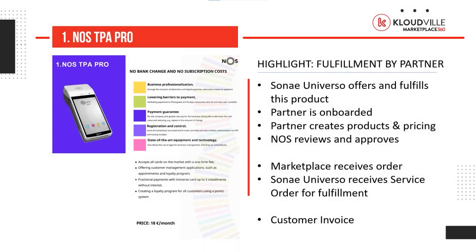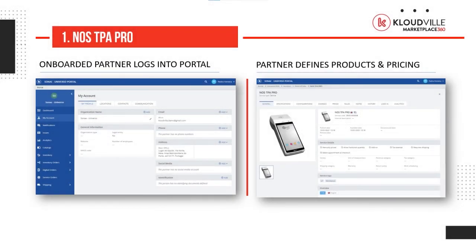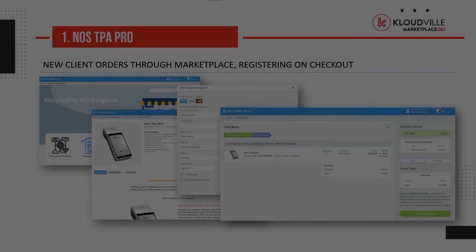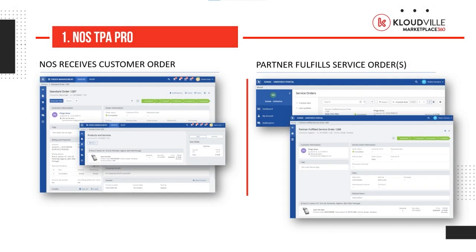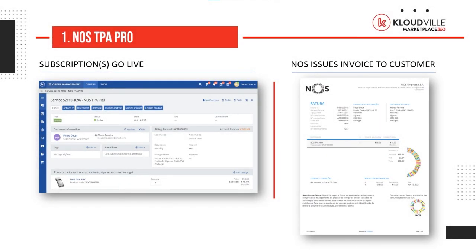We have come to the conclusion of the first use case. We demonstrated the partner portal, and in particular how the partner defines their products and product offers. We showed an unregistered client that was browsing on the Nosh marketplace shop, register, and check out their order. We showed how the customer order is received and managed within Nosh, and how the partner receives the service order for fulfillment. And finally, we showed the active subscription and the Nosh branded invoice.